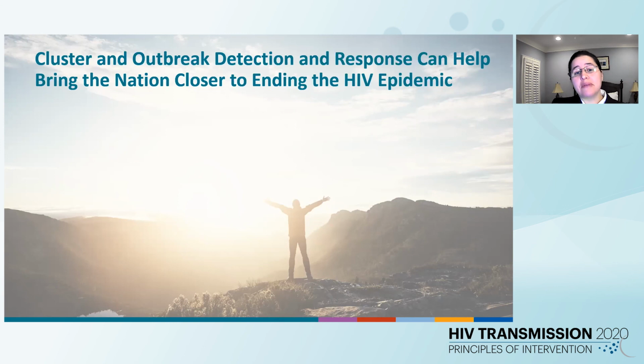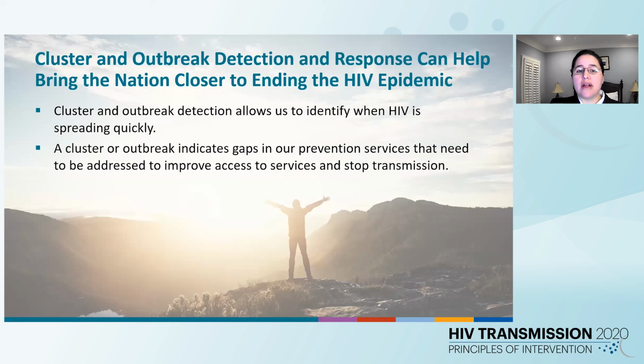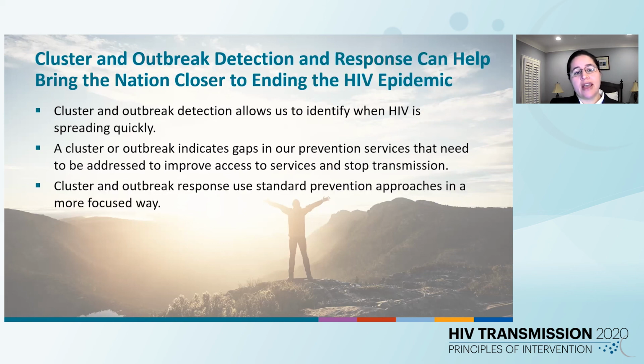I want to close by repeating some of the key points I started with. Cluster and outbreak detection allows us to identify when HIV is spreading quickly. A cluster or outbreak indicates gaps in our prevention services that need to be addressed to improve access to services and stop transmission. And cluster and outbreak response uses standard prevention approaches in a more focused way.